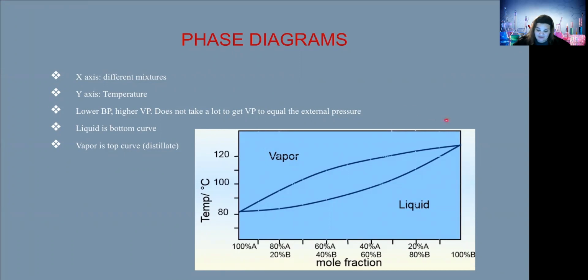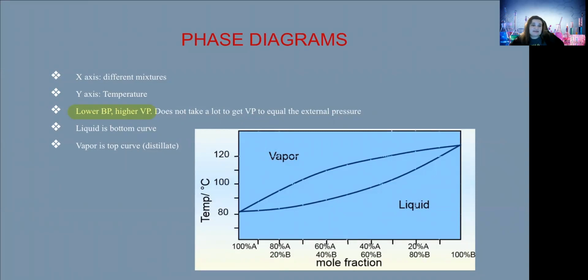But this is what a phase diagram looks like. It has a liquid curve and a vapor curve, okay? And then it has a bunch of values and a lot of numbers, things going on, letters. So the x-axis, this guy here, is representing your different mixtures, okay? Your y-axis is your temperature. So that's like your boiling point. The lower the boiling point, the higher the vapor pressure, okay?